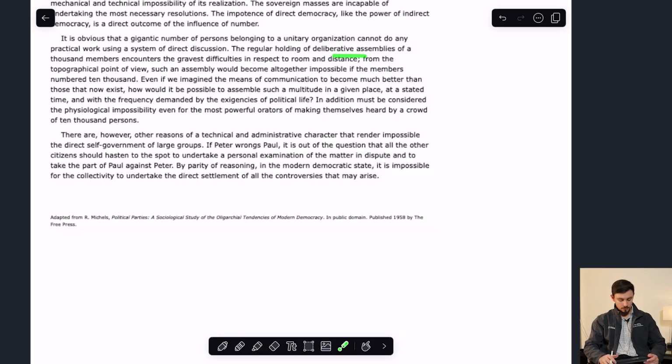In addition, it must be considered the physiological impossibility, even for the most powerful orators, of making themselves heard by a crowd of 10,000 people. So this must be before microphones too. So this is an old passage.